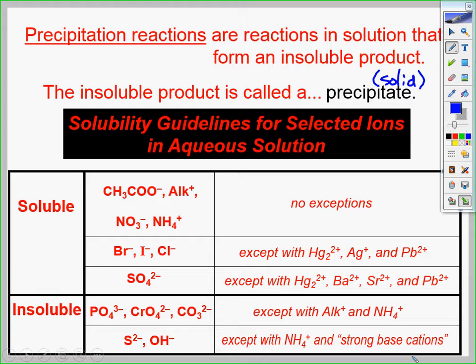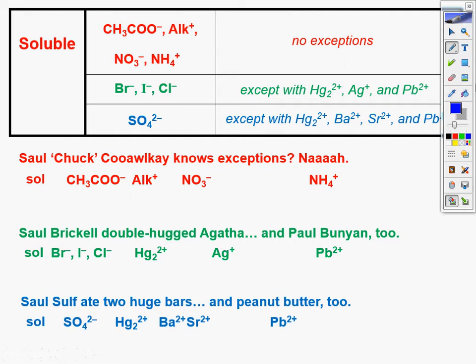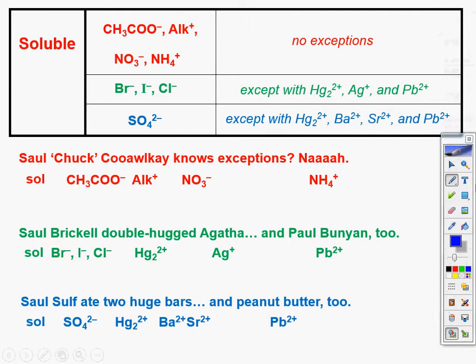So you did a homework on this. Insolubles: phosphates, chromates, carbonates, sulfides and hydroxides. A couple exceptions: alkali metals and ammonium, and strong base cations. Any questions? Okay. Don't have to focus on that a ton. All right, so here we go. A couple other ones that we already just had on there.